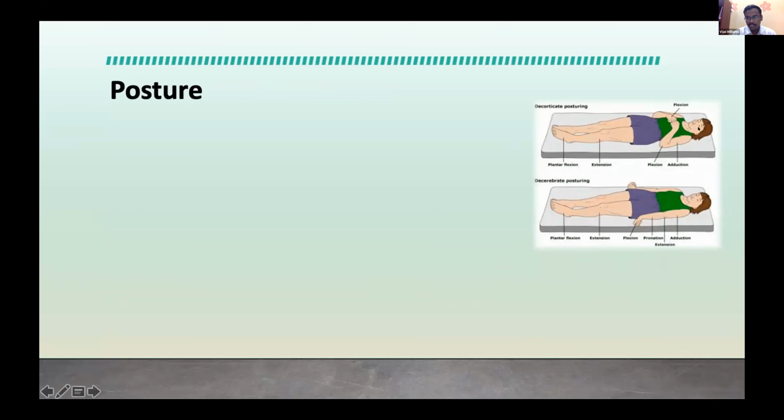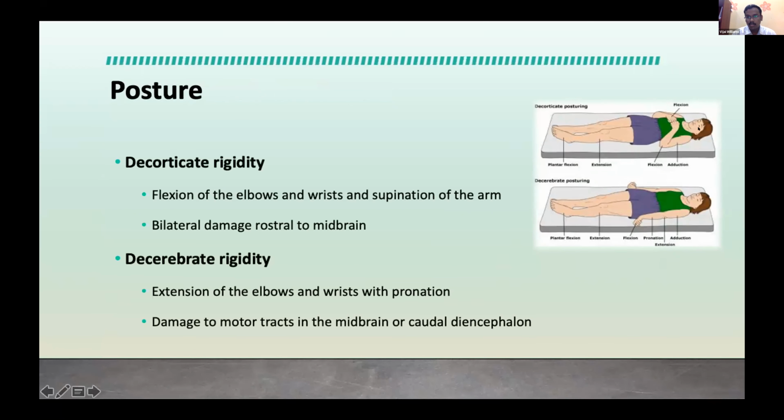As we can see in this picture here, the upper one is the decorticate posturing, wherein we can see the flexion of the upper limb and the supination of the arm, and the lower picture shows the decerebrate posturing, wherein there is extension of arm and wrist with pronation.